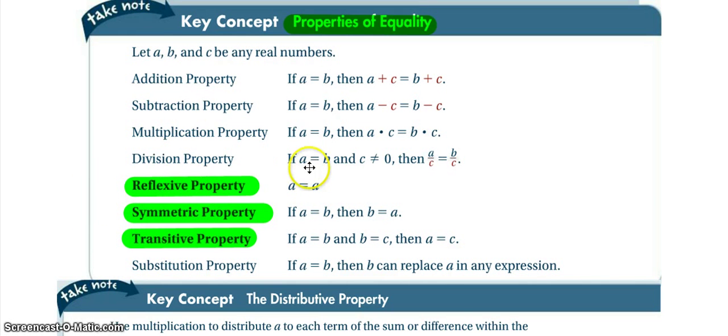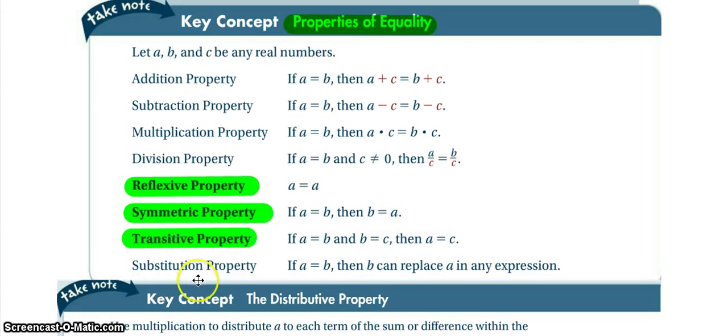We see the reflexive property: something is equal to itself, like 5 is equal to 5. It just makes sense. The symmetric property is if one value is equal to another value, then in the reverse order, that other value is also equal to the original value. And our transitive property is just like our law of syllogism that we just used. If A is equal to B and B is equal to C, then A must also be equal to C.